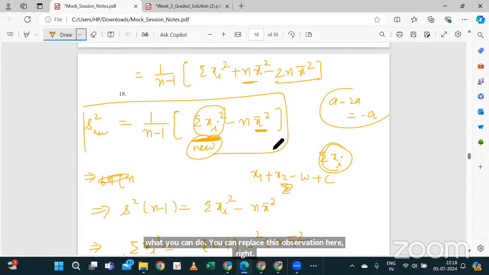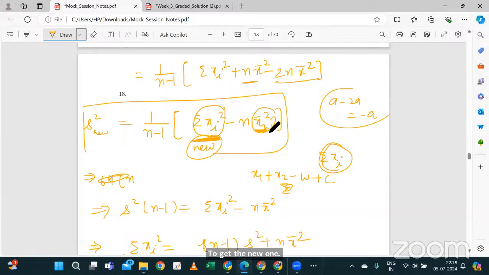Yes or no? Just replace the x bar new from the previous question and the calculus, and you will get the answer. Is this clear? So the key thing you had to do is this one. That's all. Okay, sir. Fine. Thank you. Okay, understood.